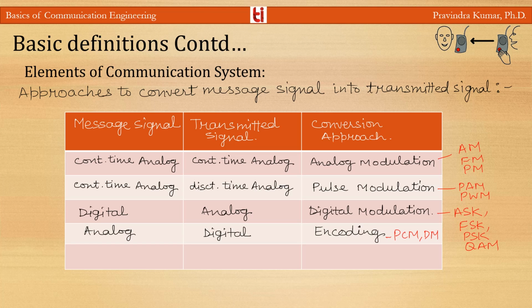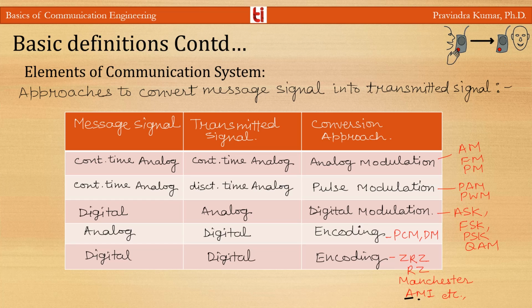There may be another case: the message signal may be digital and the transmitted signal may also be digital, and this type of approach is also known as encoding. And here we use non-return to zero (NRZ), return to zero (RZ), Manchester, and alternate mark inversion.